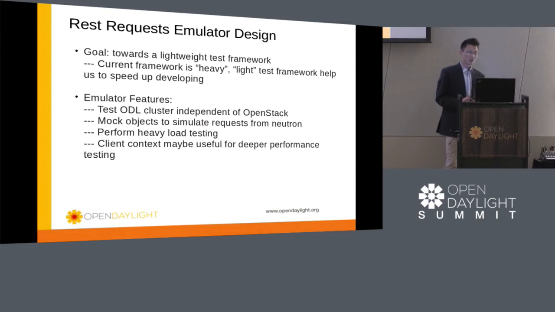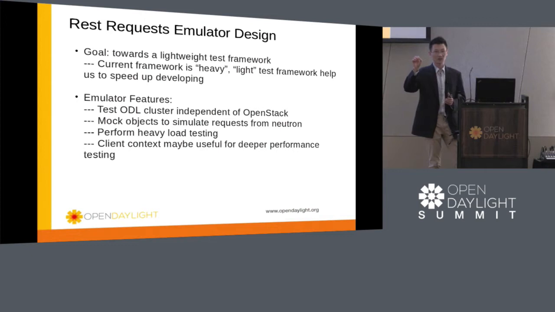And we think some client context may be useful for some deeper performance testing. When I say client context, what I mean is we want to simulate a client trying to create a network, and you get the network UUID. Based on that UUID, you can create multiple subnets. On one subnet, you have a UUID, and you can create different ports. So we want to build up such a hierarchy architecture for this emulator, to better simulate the OpenStack behavior.